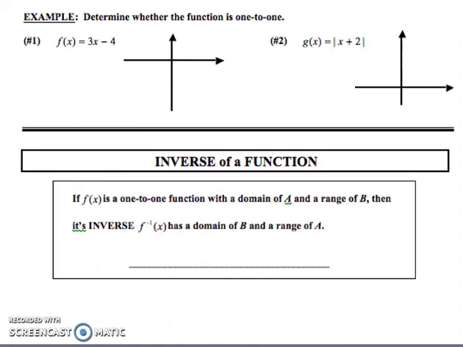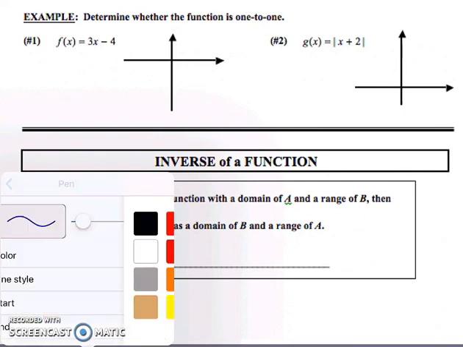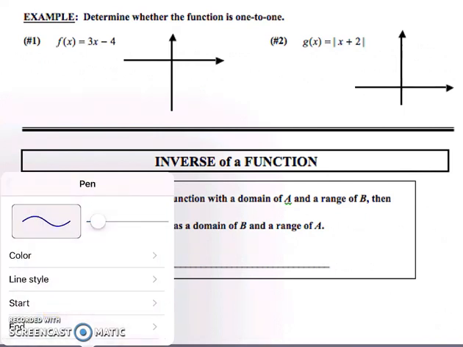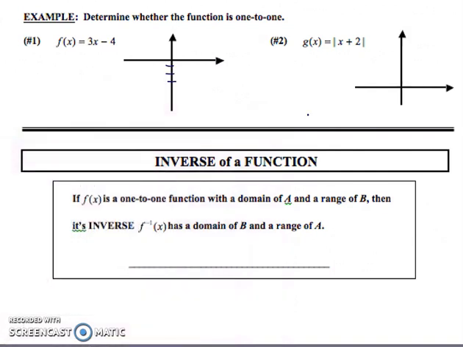So let's take a look at some other examples and determine whether these functions are going to be one-to-one functions or not. In example number 1, we have f of x equals 3x minus 4. Okay, we could easily graph this. This is just a slope-intercept equation here.